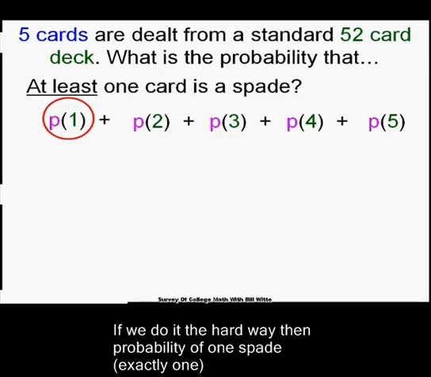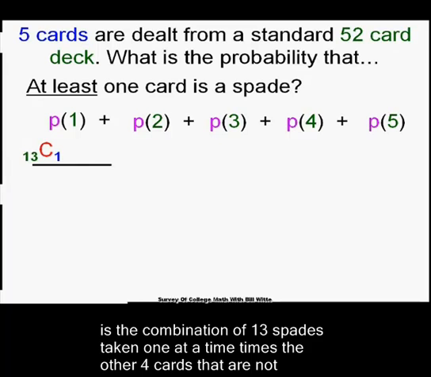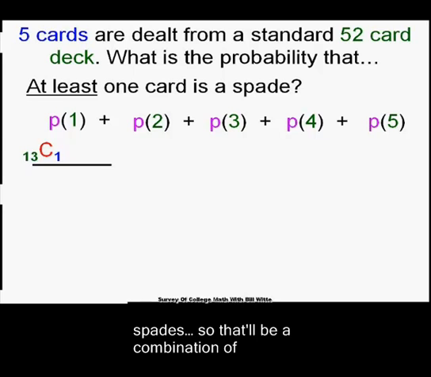For instance, and we'll just do it the hard way for a second here, the probability that there's one spade out of the 5 cards dealt. Well, let's see. I generate that first spade with a combination of 13 spades. There's only 13 spades in the 52 card deck, taken one at a time. And then the other 4 cards have to not be spades.